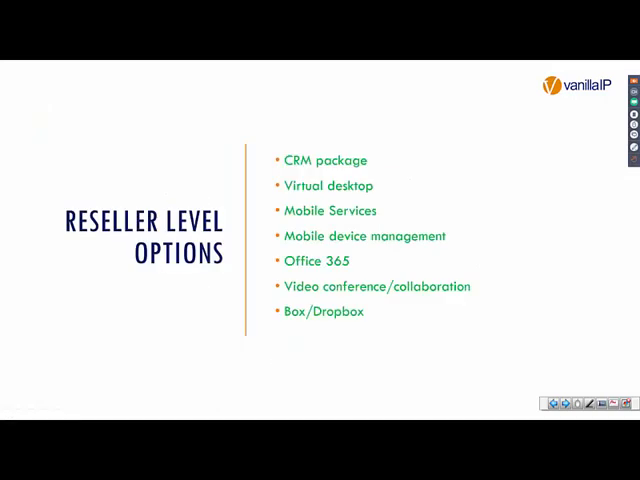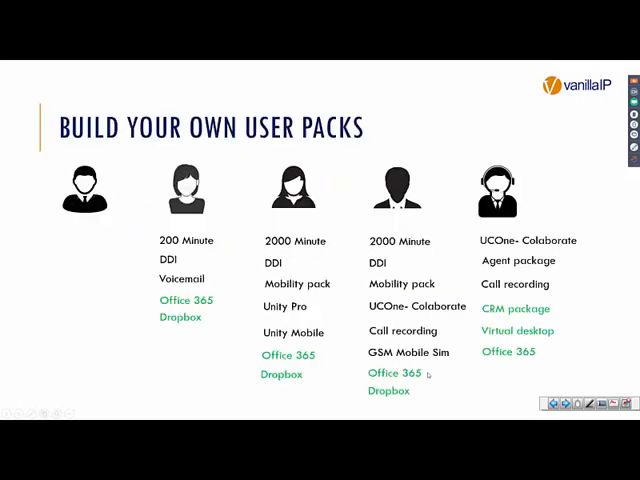It may be that beyond the VanillaIP portfolio that you're working with, you're also looking at other services, so perhaps CRM packages, virtual desktop, other mobile services that aren't related to us, device management, that sort of thing. You may be offering 365, another version of either conference or video conference capabilities, Zoom or something of that ilk, and you might be offering one of the cloud document sharing systems. All of these might form part of your IT/IP proposition, and YouBoss will allow you to then include, if you wish, those propositions into your baseline packs as well.